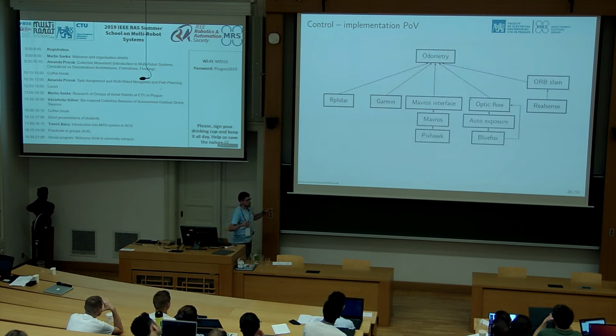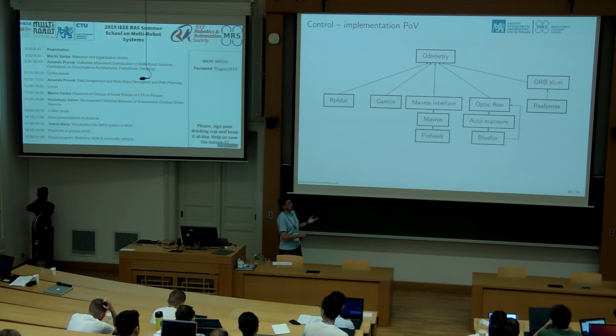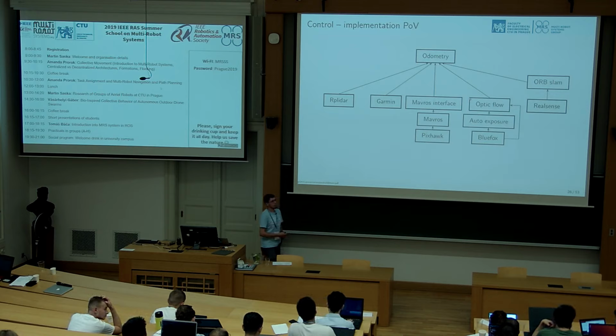The bottom part shows you how we use the sensor data. So let's say we have multiple sensors on the drone. We have RPLiDAR, which is a rotating LiDAR. We have Garmin rangefinder, which measures height above ground. We have Pixhawk, which gives us the estimate from the inertial measurement unit. We have BlueFox camera, which we use for calculating the optic flow and thus the speed of the drone. And we use RealSense sensor, which gives us data for, for example, ORB-SLAM visual odometry.